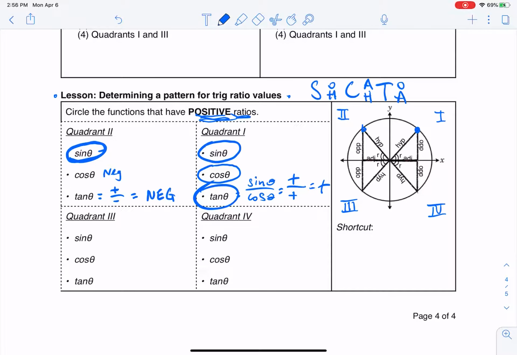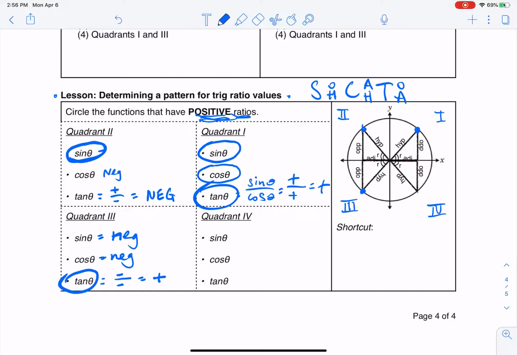All right, if we're in quadrant 3, we're in negative y territory. So really, a way that we could think about that is sine is going to be negative. Cosine, we're also in negative x territory, so cosine is negative. Now for tangent, we would have a negative sine over a negative cosine, so we actually have positive tangent values there.